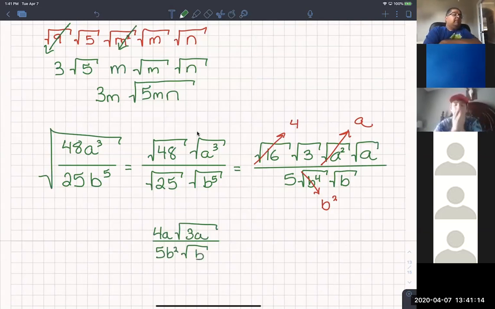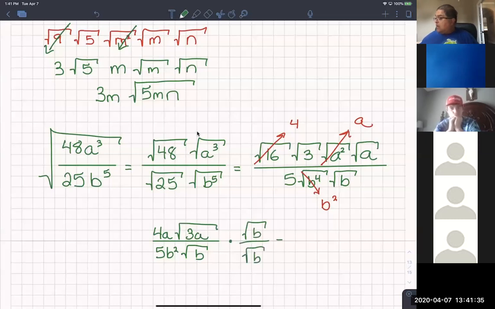Okay, now remember we talked about this also. What do we want to avoid doing? Having a radical on the bottom. So how do I deal with that radical on the bottom? Multiply both the numerator and denominator by the radical. Remember, when we multiply with radicals, whatever's on the outside gets multiplied together, whatever's on the inside gets multiplied together.